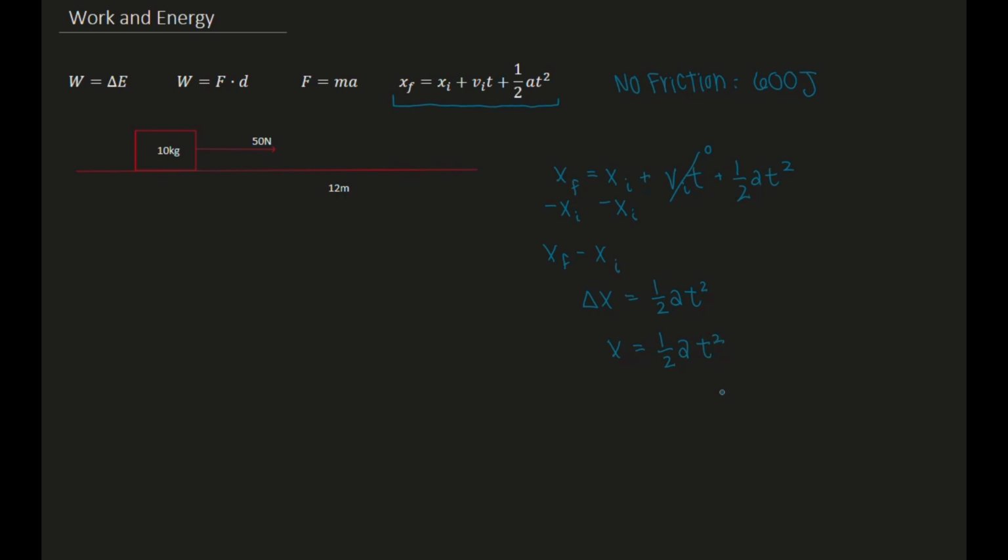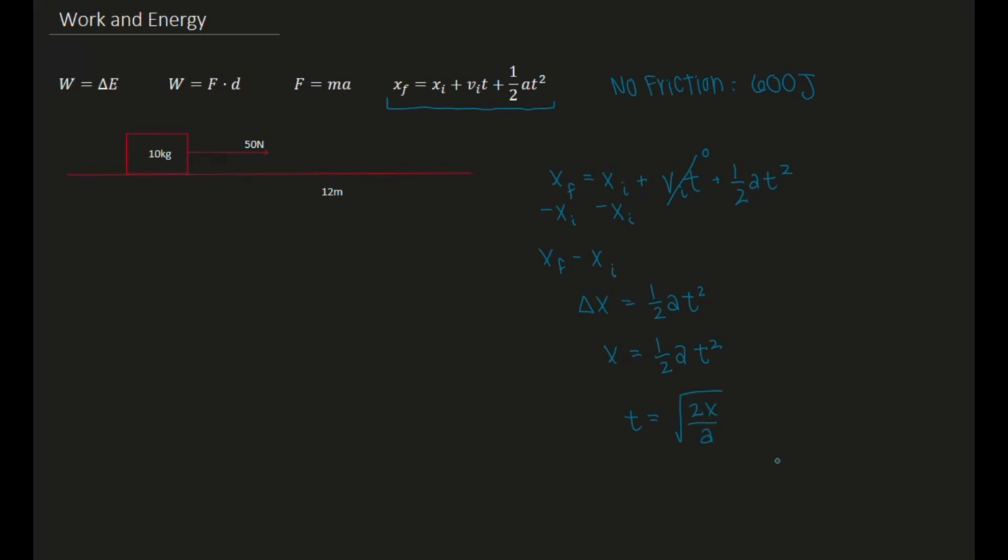and then I just solve this equation for time. I'm going to multiply the 2 to the other side. I'm going to divide by the acceleration, then I can square root the whole thing. What you'll end up getting is time is equal to the square root of 2x over a.